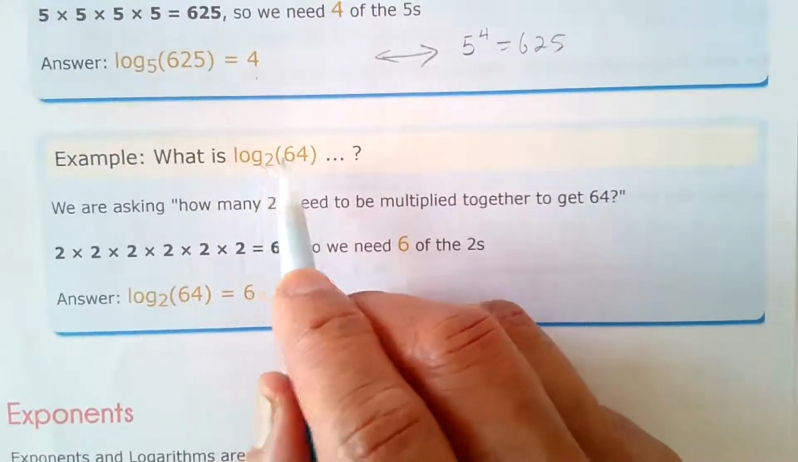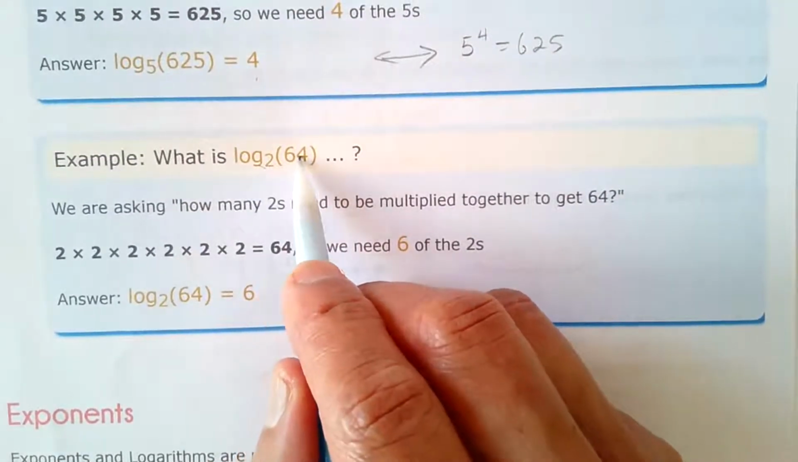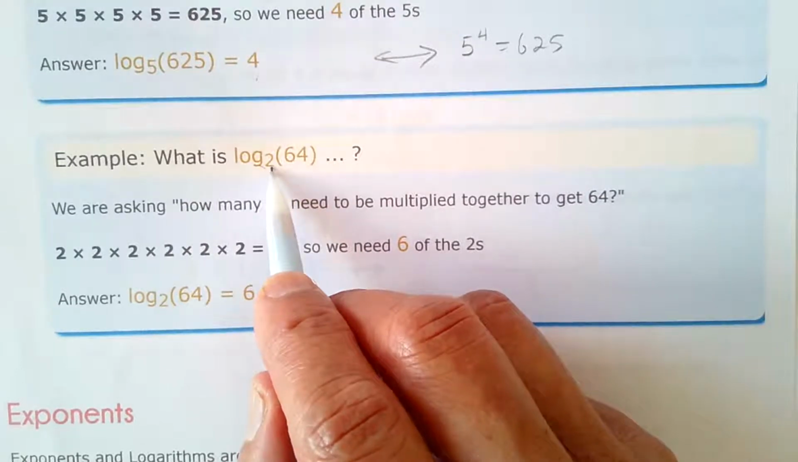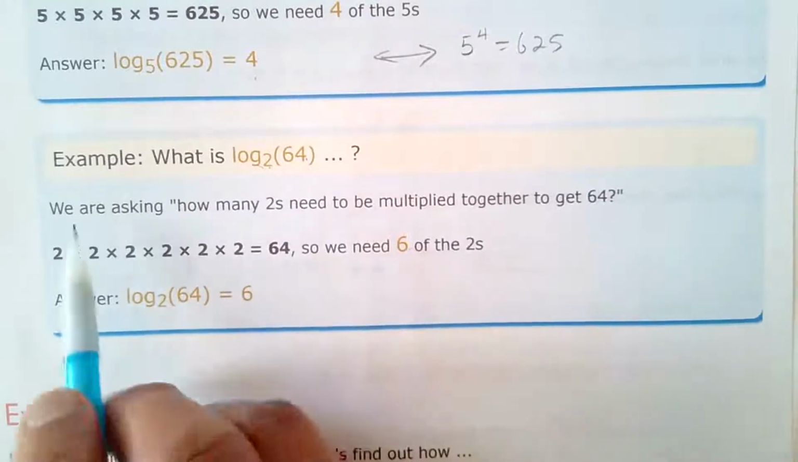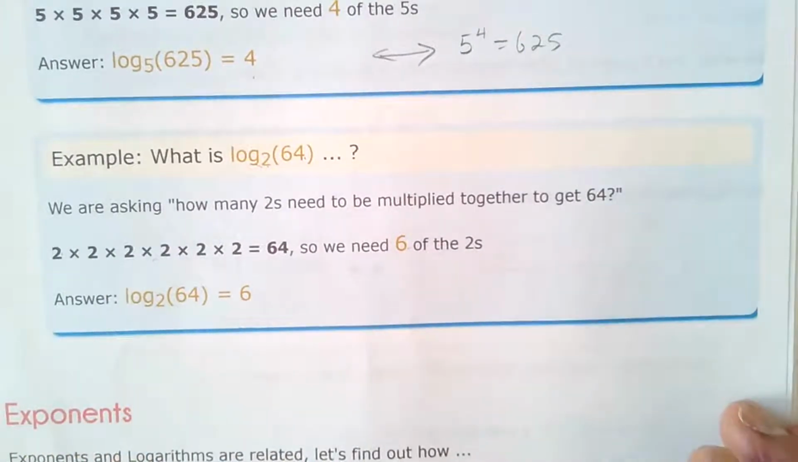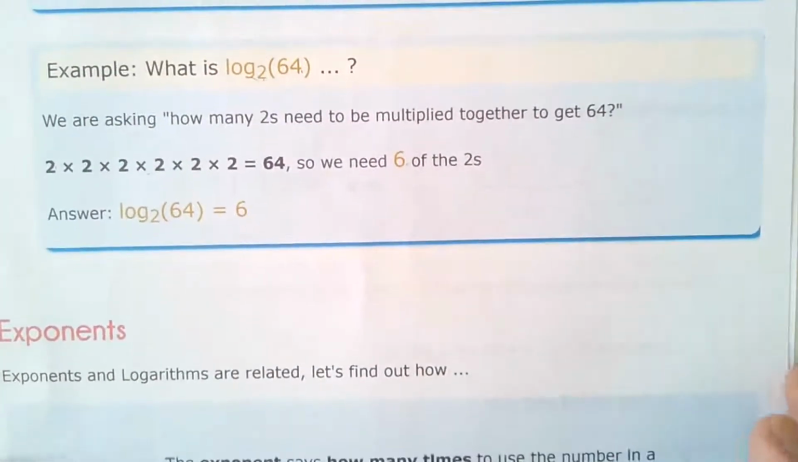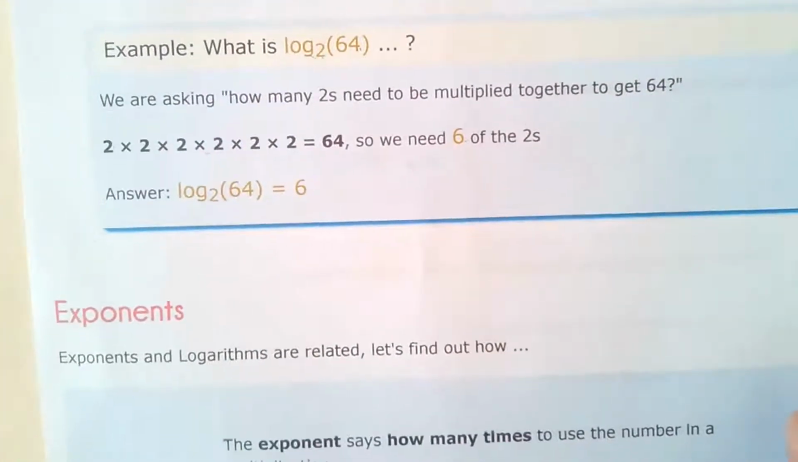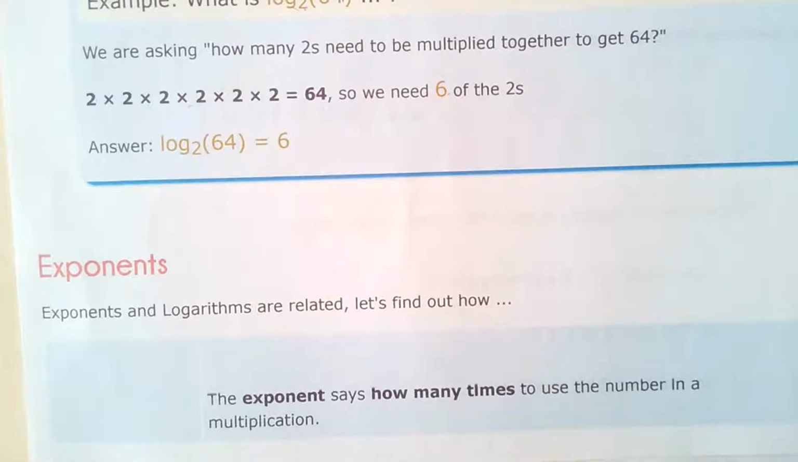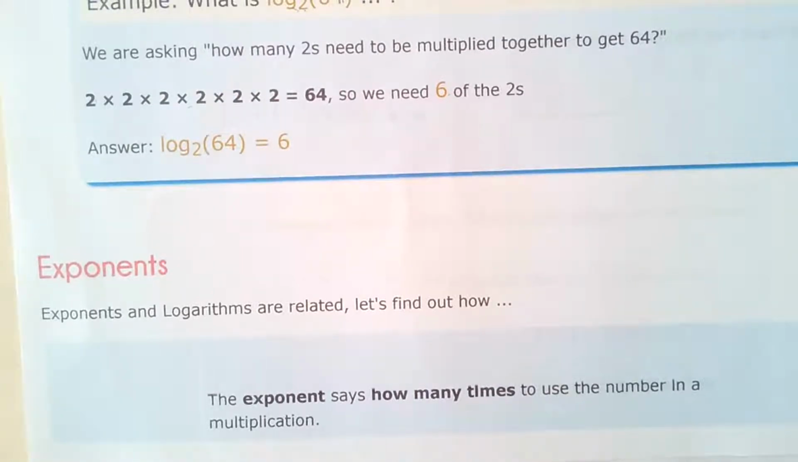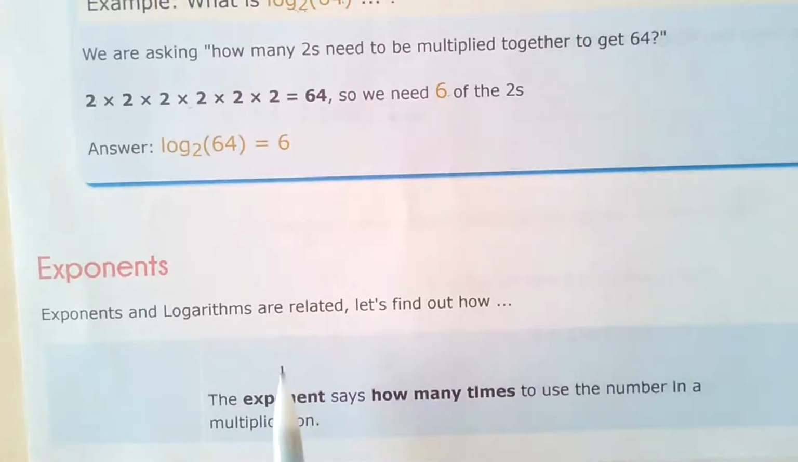What is log base 2 of 64? How many times do I multiply 2 by itself to give me 64? Maybe 6. 2 times 2 times 2. Log is asking how many 2s we need to multiply to get a number. Exponential is saying how many times to use that number in a multiplication.